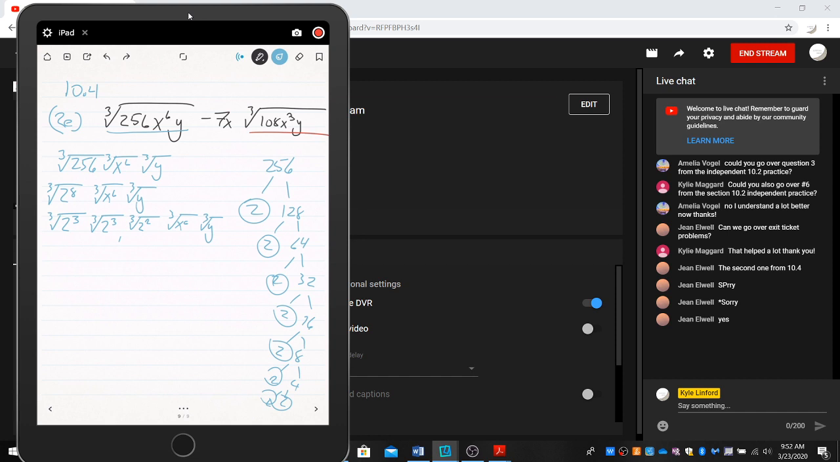The cube root of 2 cubed is just 2. The cube root of 2 cubed again is just 2. The cube root of 2 squared, well, that doesn't simplify. So we're left with the cube root of, I'll just call it 4. Now the cube root of x to the 6.